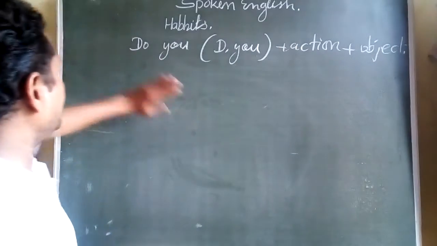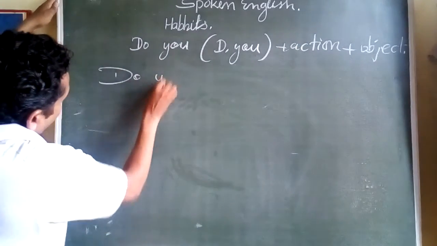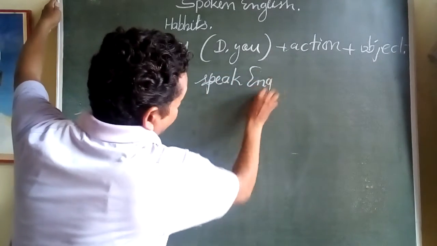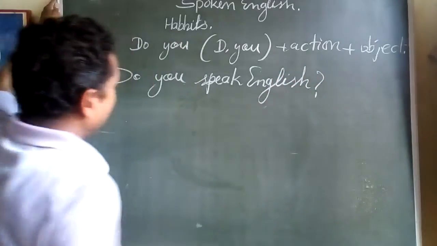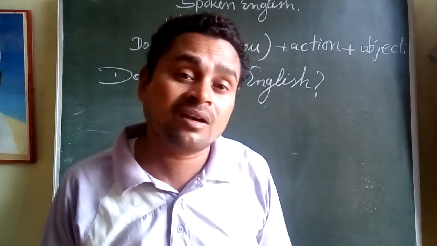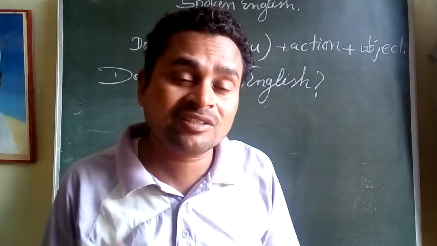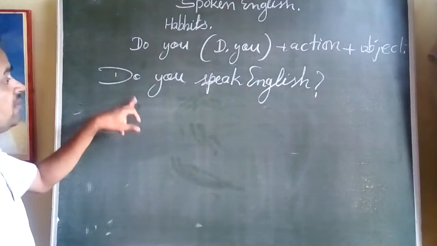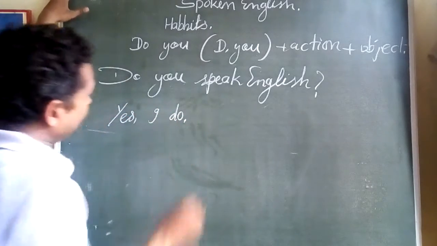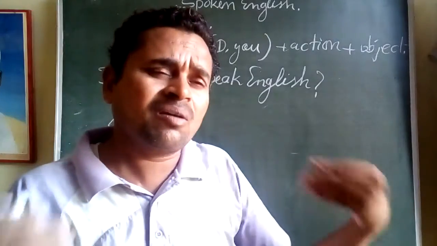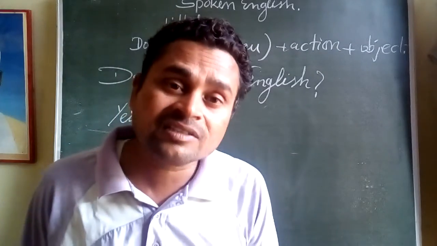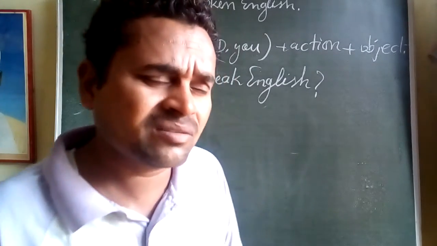For example, you can understand. Do you speak English? Do you speak English? This is the habit of people. Such that, for example, I speak English language properly. I speak English language. This is my habit. So I can reply, yeah, I do. No need to speak the total or complete sentence. For example, yes, I read, or yes, I speak English language. No need to say a total sentence, means a complete sentence.